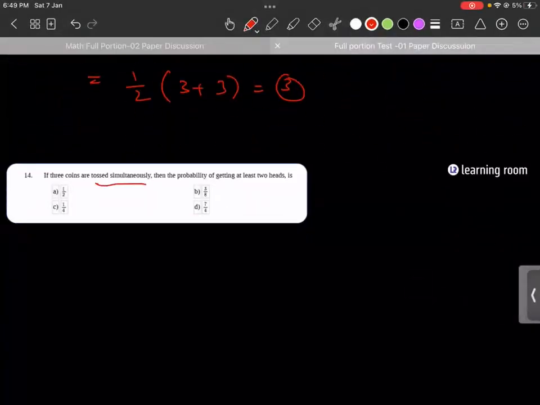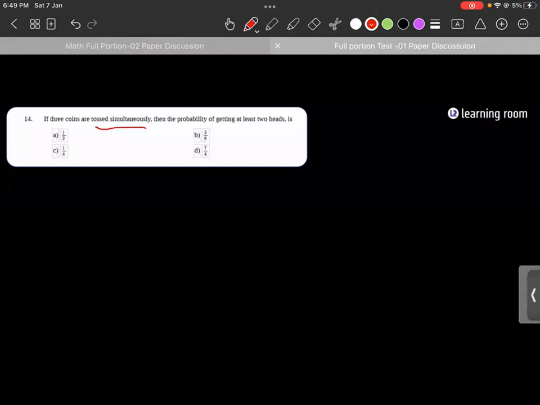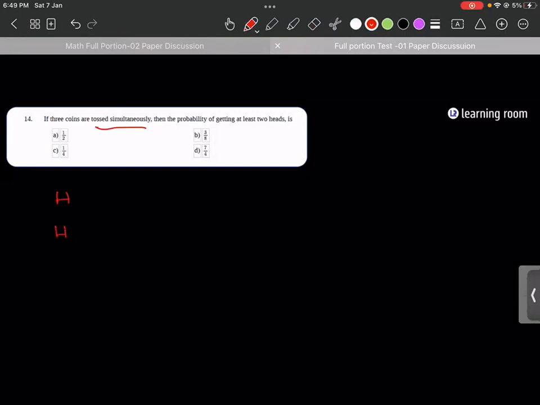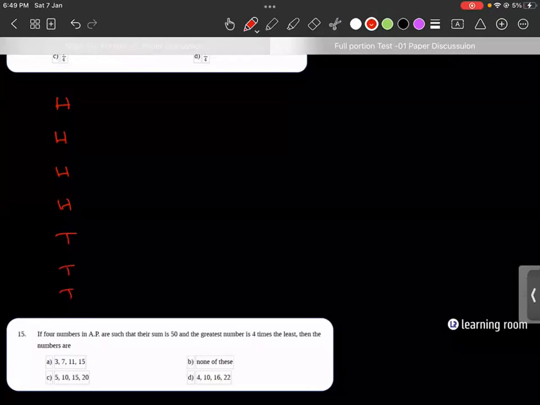If 3 coins are tossed simultaneously, what is the probability of getting at least 2 heads? So first tell me, what is the sample space? Head, head, head; then three heads and a tail, two heads and two tails, head, tail, head, tail, head, tail, tail.